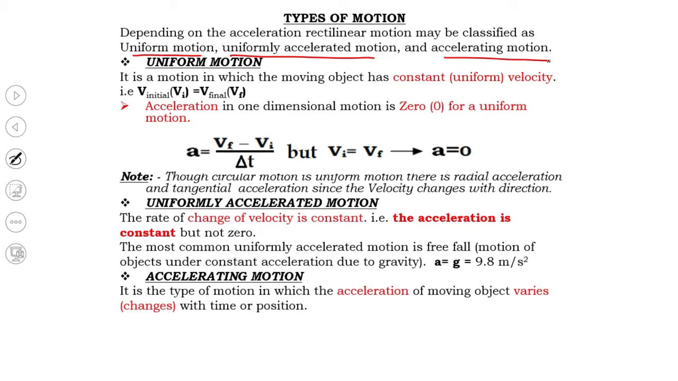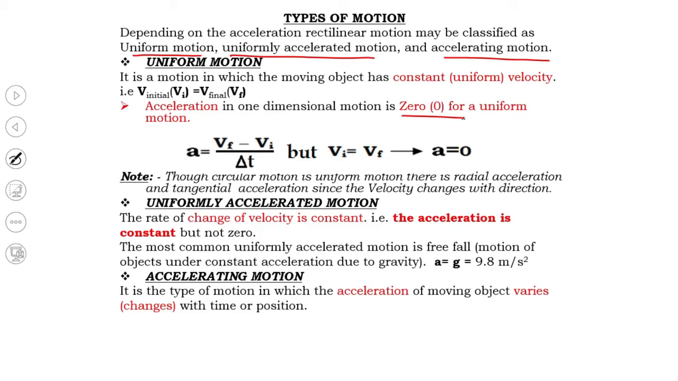For a uniform motion, the acceleration of that body is 0. We have 0 acceleration, while the velocity remains constant. For a moving object, the velocity remains constant. The initial velocity of that particle is the same as the final velocity of that particle. Therefore, the motion is said to be uniform motion. Uniform motion has constant velocity. If the velocity is constant, the acceleration is 0.